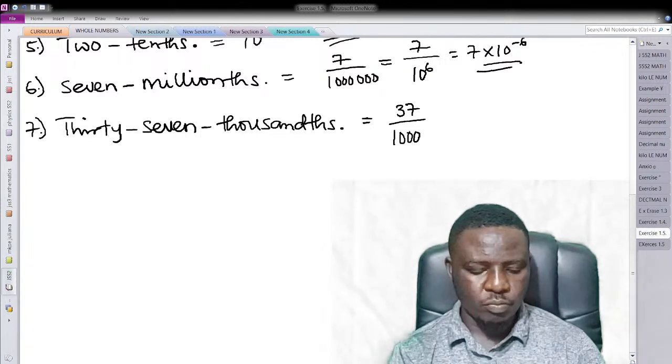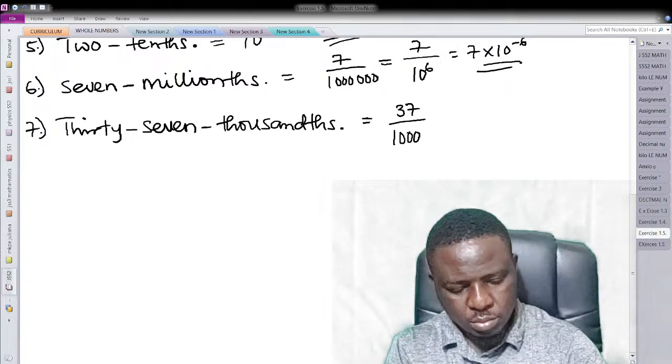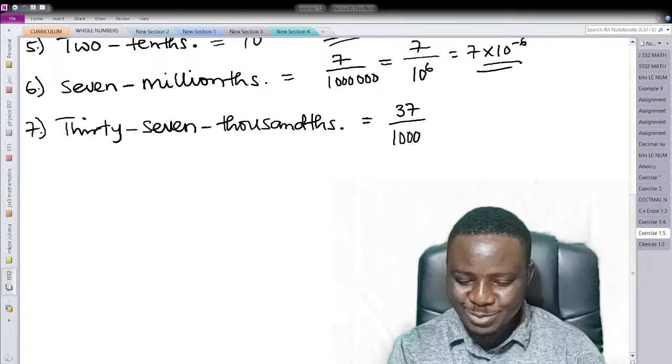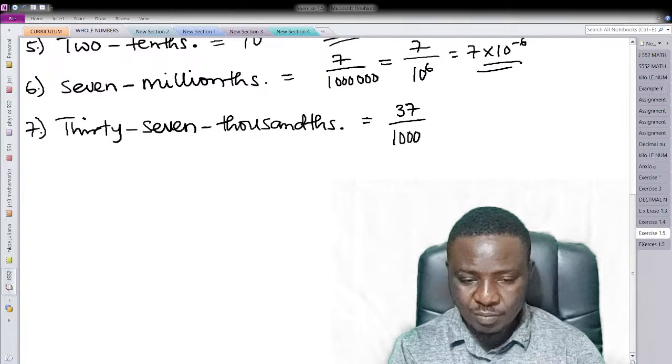Sir, I'm done. Okay, so let me see. What did you get? 3.7 times 10 raised to the power of minus 2. Okay, let me see what you did. I did 37 divided by 1000, then I simplified it to 37 over 10 raised to the power of minus 3.